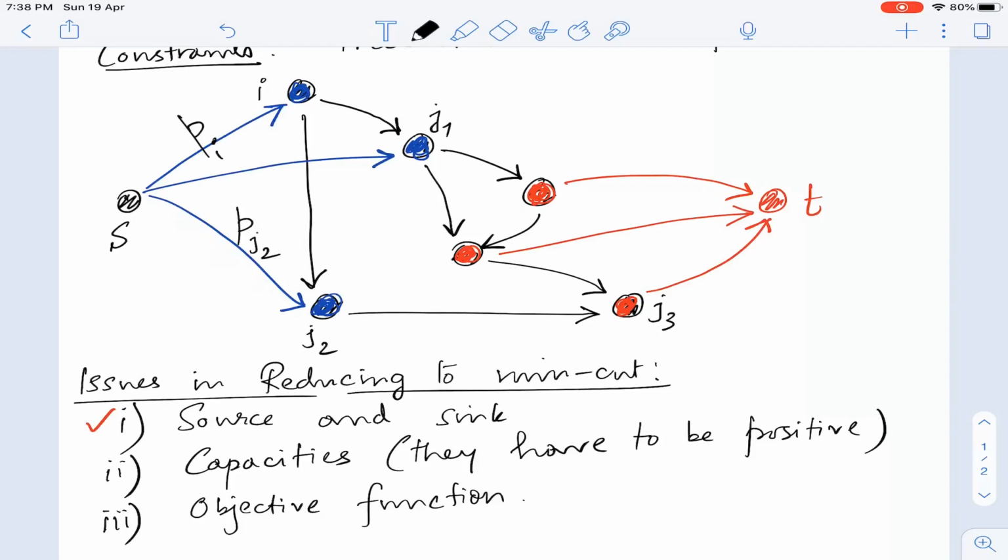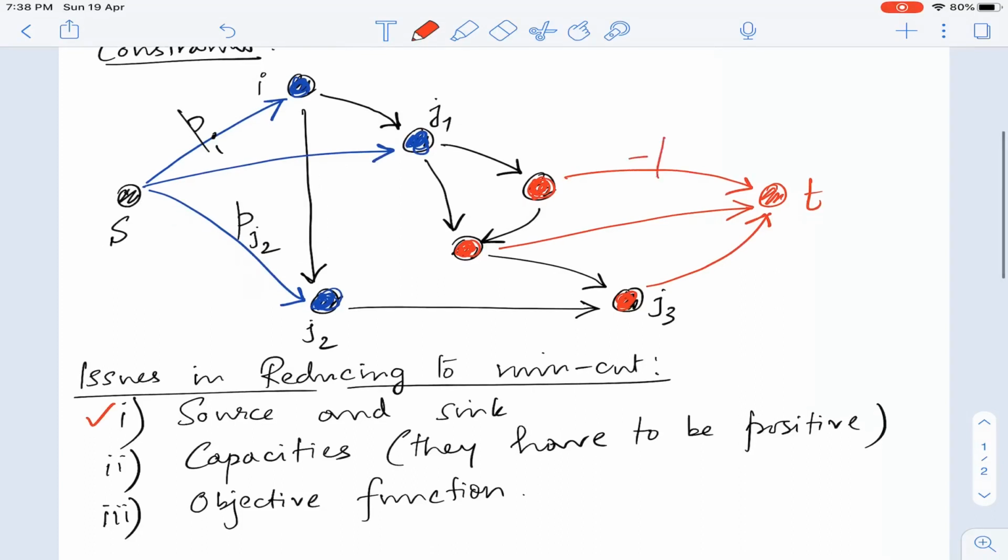Okay. When I'm looking at a red edge, remember here I cannot do this because the profit of the red vertices are negative. So how do we convert a negative quantity to a positive quantity? Well, simply by putting a minus sign. So the capacity of this guy is going to be minus of Pj3. And similarly for the other edges. So this defines the capacity for the blue and the red edges in my graph.